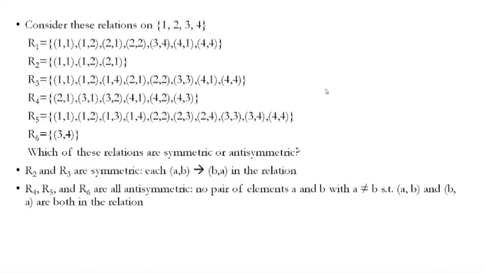Next, R3: 1 comma 1, 1 comma 2. Do we have 2 comma 1 in this? Okay, 2 comma 1 is there. 1 comma 4, 4 comma 1 is there. Yes, 4 comma 1 is there. 2 comma 2, 3 comma 3, 4 comma 4. So it is symmetric. But it is not antisymmetric because 1 comma 2, 2 comma 1 is there. Right? And also not asymmetric. Are you ready now?